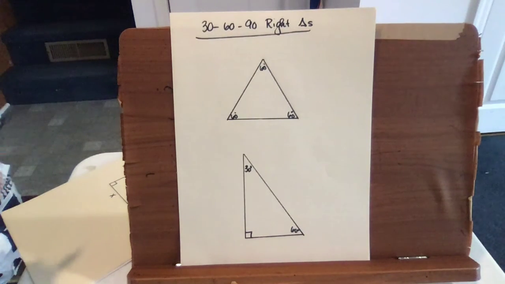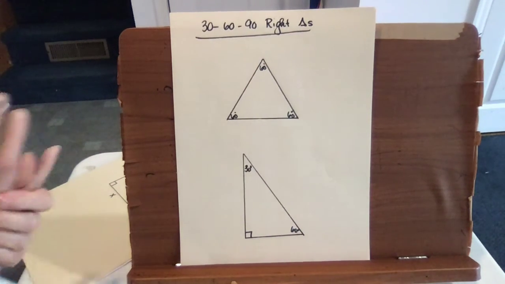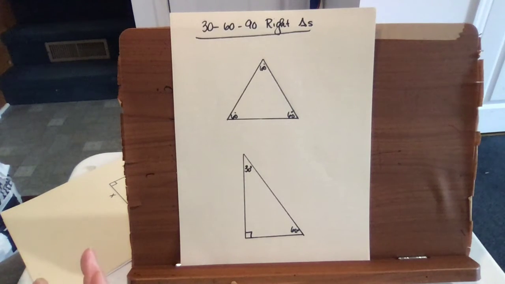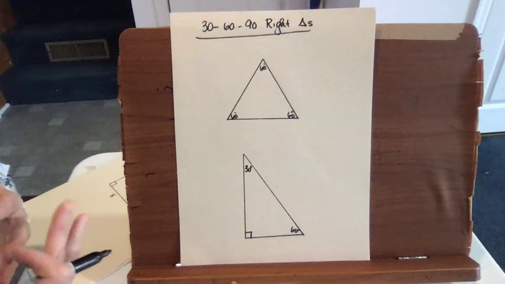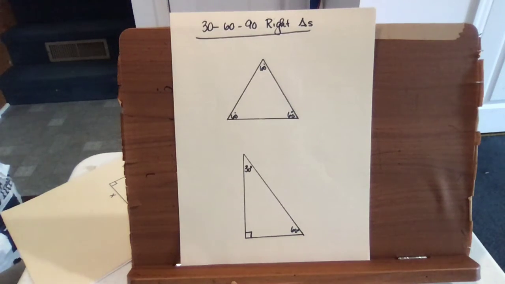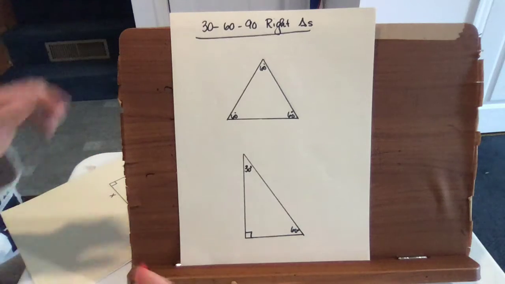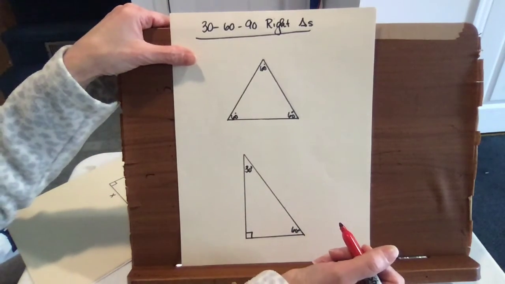All right, we're going to take a look today at 30-60-90 right triangles. They are the other set of right triangles that are special because they have special rules. So what we're going to do is take a look at an equilateral triangle, which has 60 degrees in every angle. So it's also equiangular.